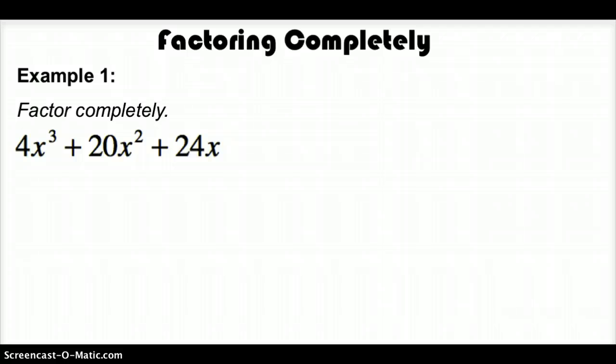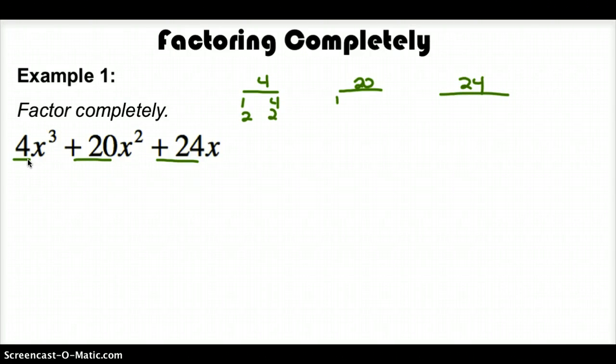So on this one we have 4x cubed plus 20x squared plus 24x. So the first thing I'm going to do is look at these three coefficients and write out the factors of these. Now this is the part where not all of you will have to write out the factors of these three numbers, but for the first example it's pretty nice, right? So 1 times 4 and 2 times 2. For 20 I could do 1 times 20, 2 times 10, I could do 4 times 5, and that's it. So 24, I'd have 1 times 24, I'd have 2 times 12, 3 times 8, 4 times 6, and that's it.